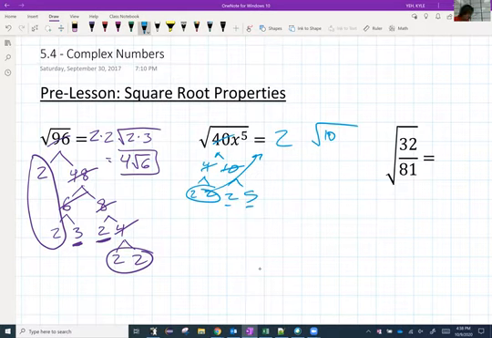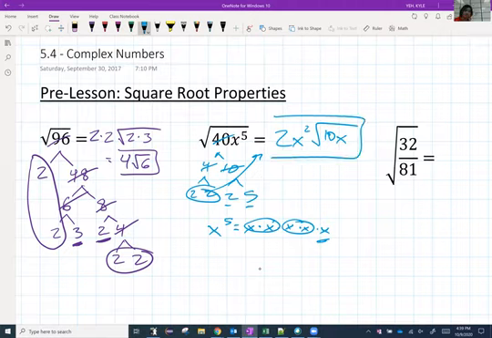Okay, but what about that x to the 5th? So I got to think to myself, and you won't have to draw a tree for this every time, but x to the 5th is x times x times x times x times x, right? Well, do I have any pairs? 1 pair, 2 pairs, with 1 x left over inside. So I'm going to put that 1 x left over inside, and I pull my 2 pairs of x's out. So that's x times x, x squared, 2x squared root 10x.